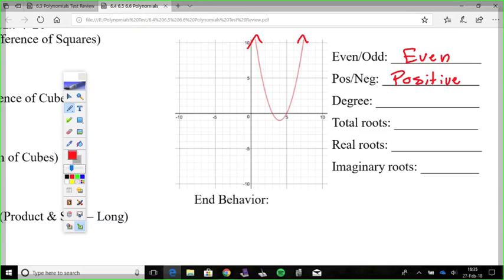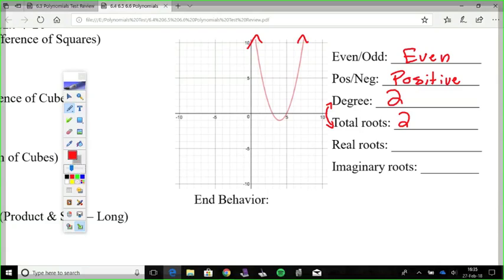Now, the degrees, you guesstimate this based on how many curves you have. Now this is just a U shape. So it looks like a quadratic. Quadratics have a degree of 2. Now that means that this has 2 roots in total. Remember, these should always be the same, the degree and total of roots, because of the fundamental theorem of algebra, which says that the total number of roots is the same as the degree of a polynomial. So those should always be the same.